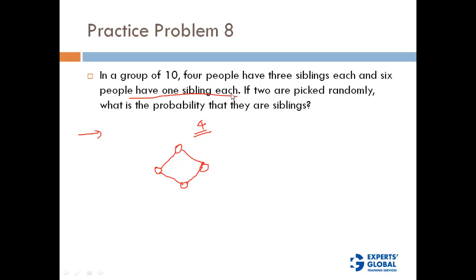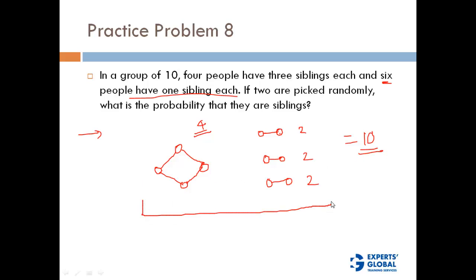6 people have 1 sibling each. 1 sibling each means we are talking about a couple of children from the same family. These happen to be siblings of each other. These are 2 children, again these are 2 children, and we have 6 such children. That means we'll have 3 pairs of siblings, right? And if you add them up, 4 plus 2 plus 2 plus 2, this is going to give us 10. Correct? So this is the only possible combination wherein in a group of 10, 4 people have 3 siblings each and 6 people have 1 sibling each. So we already have the layout now.